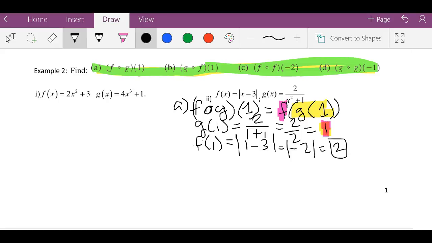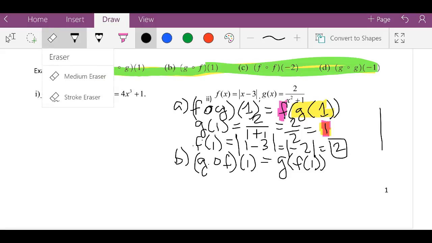All right, let's do B. We have a lot to do. So B said we're going to do the same thing, but this time in reverse. So I would like to do G composed with F of 1, and again, by definition, it is G of F of 1.